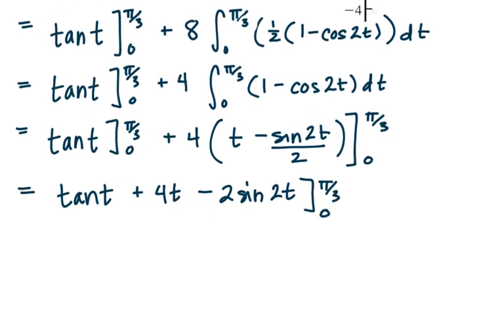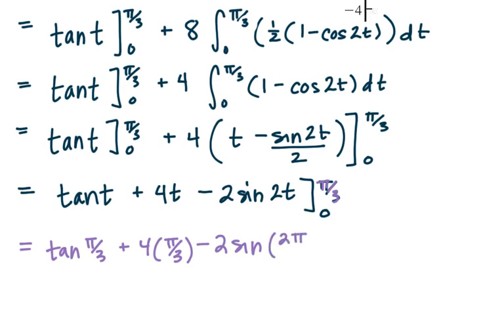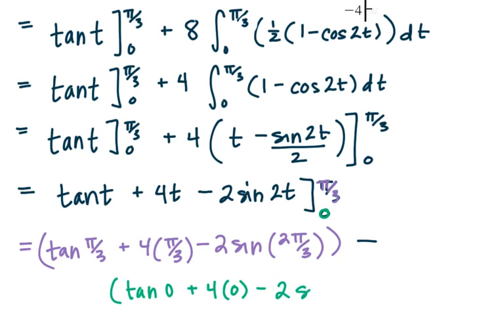So I'll plug in pi over 3. If I evaluate my function here with my pi over 3, I've got tangent of pi over 3 plus 4 times pi over 3 minus 2 times the sine of 2 times pi over 3. So that's my first piece, minus whatever value I get when I plug in 0. So I would have minus tangent of 0 plus 4 times 0 minus 2 times the sine of 2 times 0.